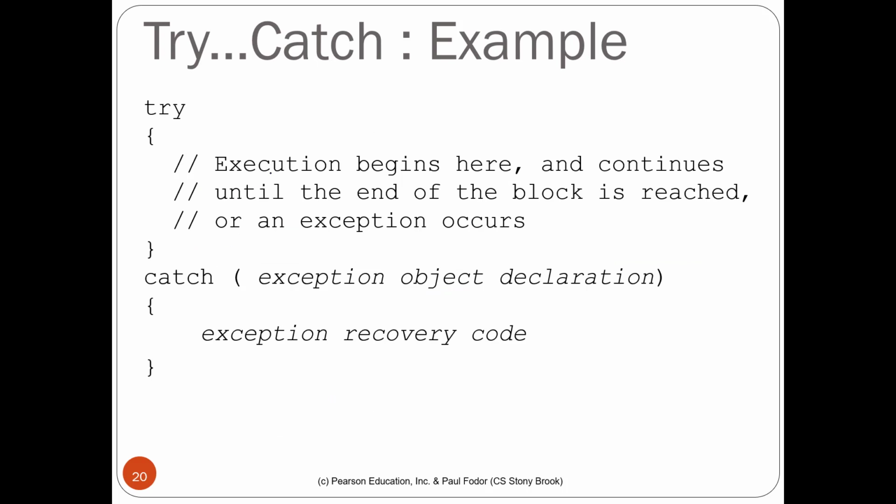So here again we have the general structure of the try and catch block. In the try you have some statements. Execution begins here and continues until the end of the block is reached or an exception occurs. If an exception has occurred, then only the catch block is executed. This is the exception object declaration, and this catch block is executed only when you have some exceptions. And after handling the exception, your execution will start from here. If there is no exception, then this whole catch block is ignored and the execution will start from after the catch block.